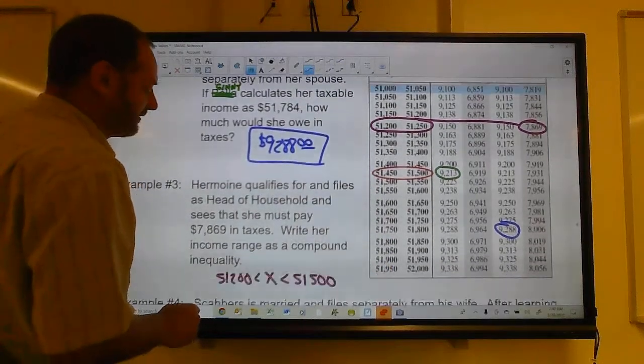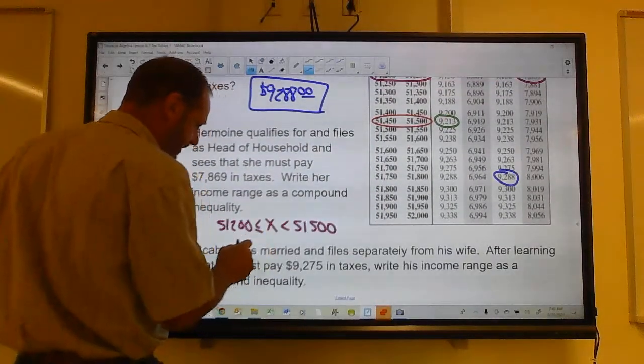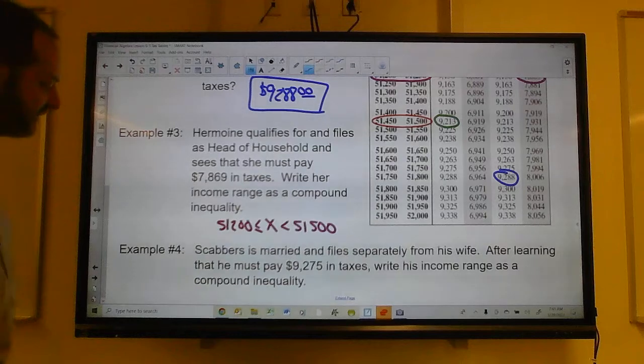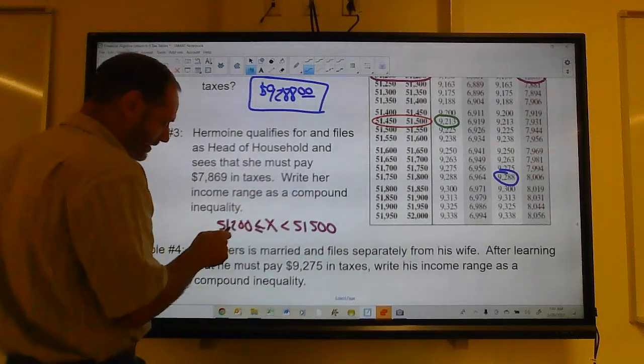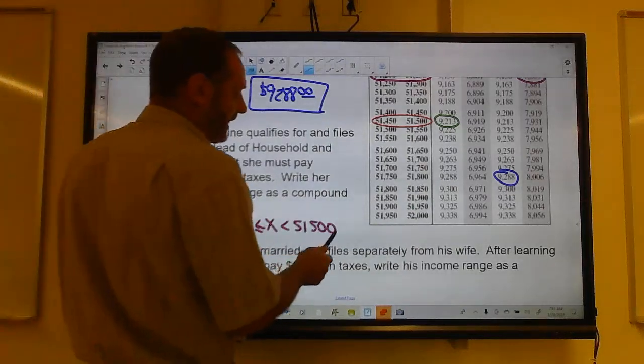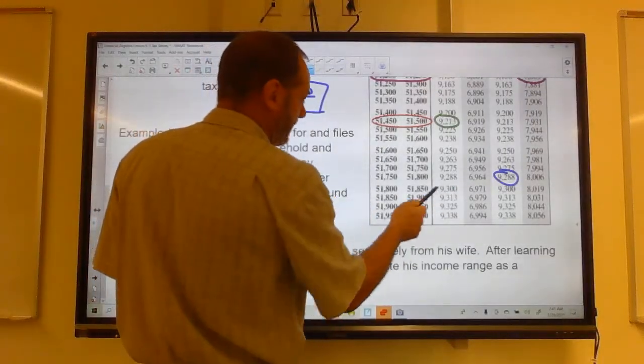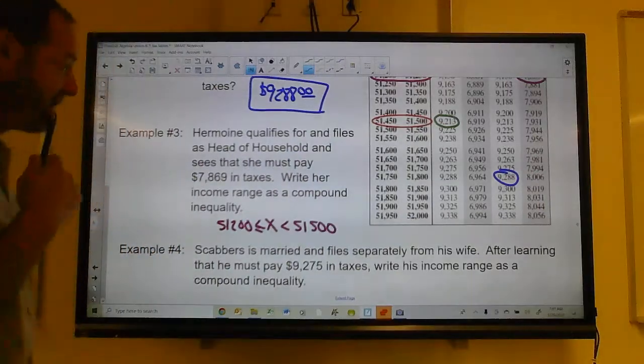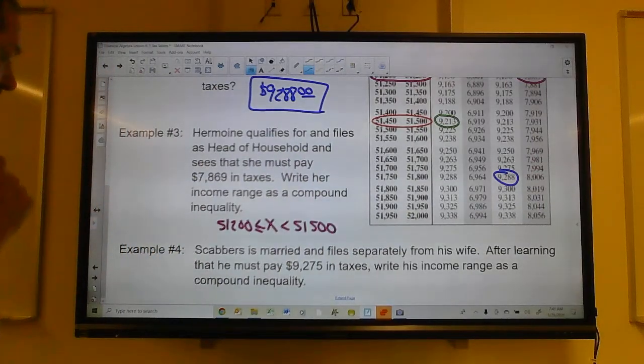And let's see. At least, but less than. So it's at least this. So we're going to have an equal sign here. A less than or equals to sign. Because if you hit 51,200, you're in there. If you're at 51,199, then you'd pay less. Okay.